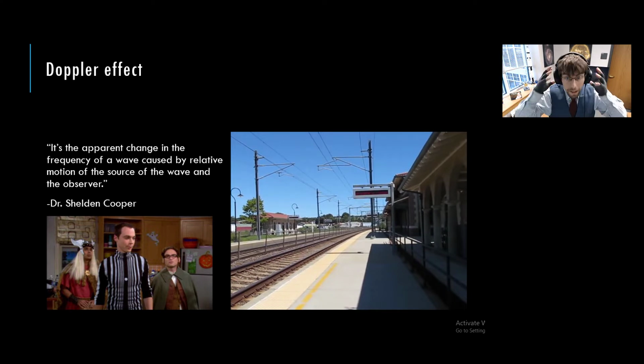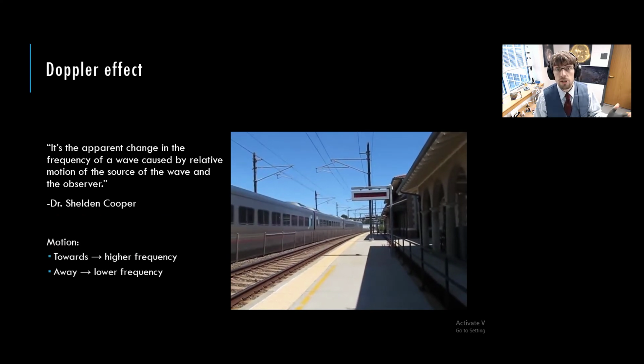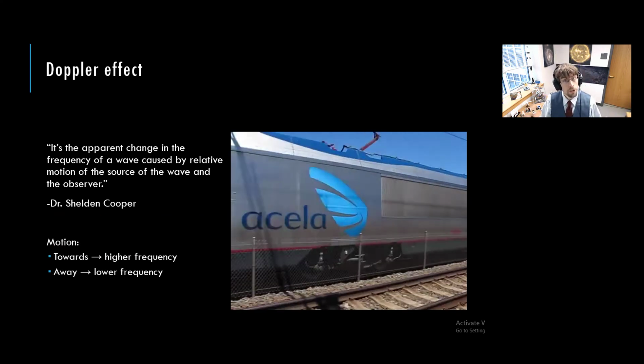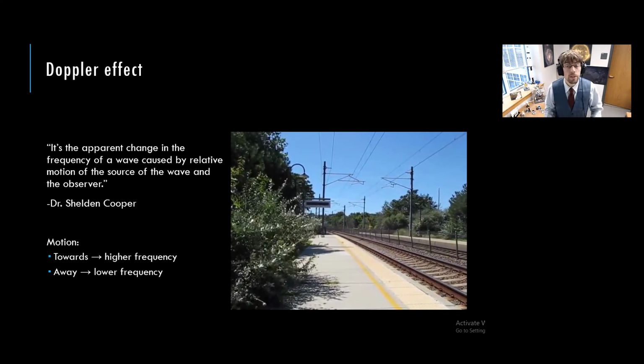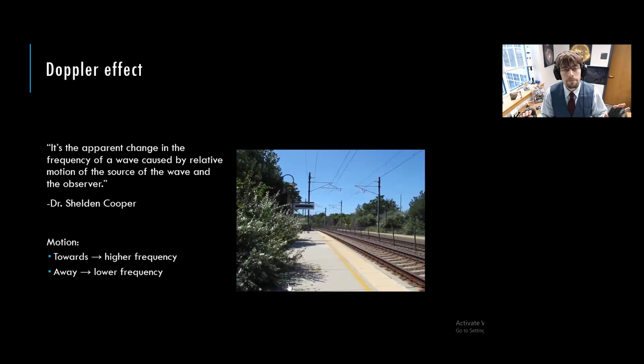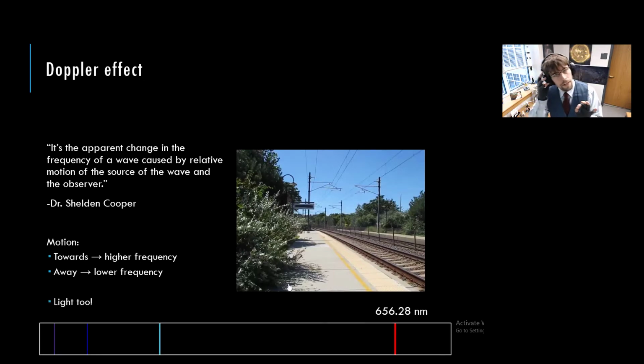Now that, of course, is in terms of frequency, sound. And I'll highlight this. This is motion. If it's moving towards you, you'll receive it at a higher frequency. If it's moving away, you'll receive it at lower. Now, of course, in astronomy, we don't use sound to measure the Doppler effect. We use light. So the idea is this.